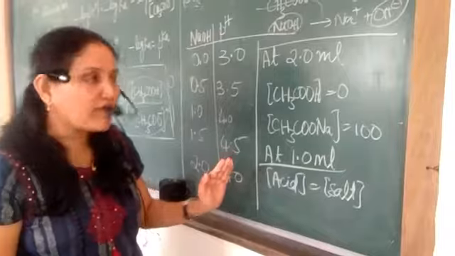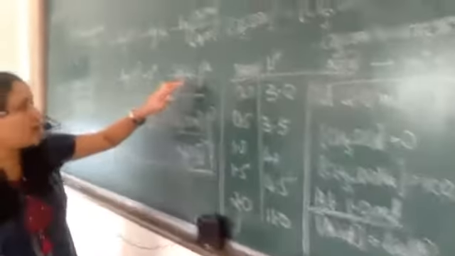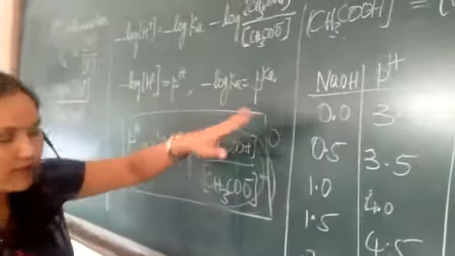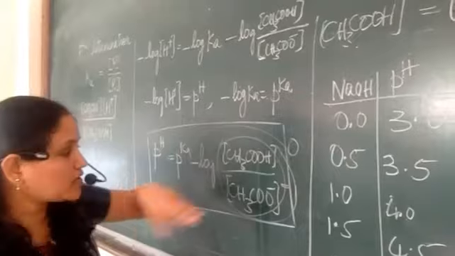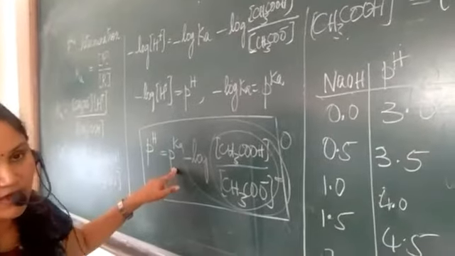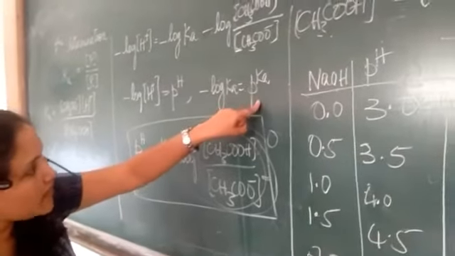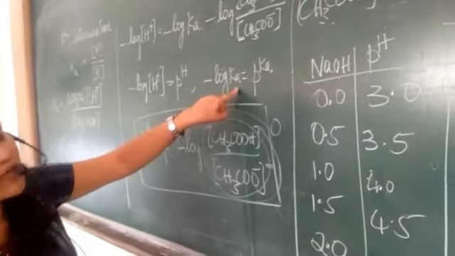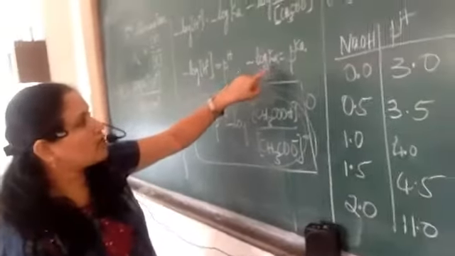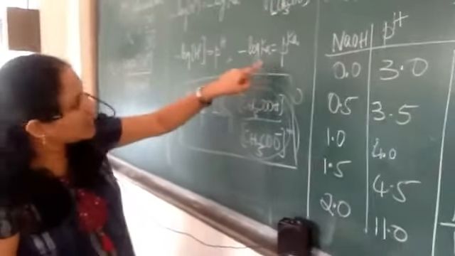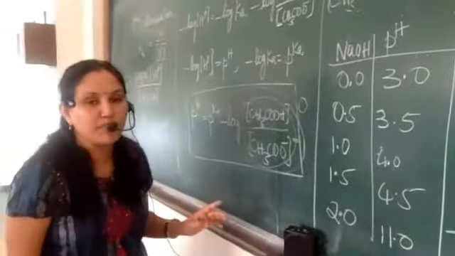Okay. Once you find out the pKa, from the graph you will be getting pKa because pH is equal to pKa at half neutralization point. So once you get the pKa, you can easily find out the Ka because minus log of Ka is equal to pKa. Ka is equal to anti-log of minus pKa.